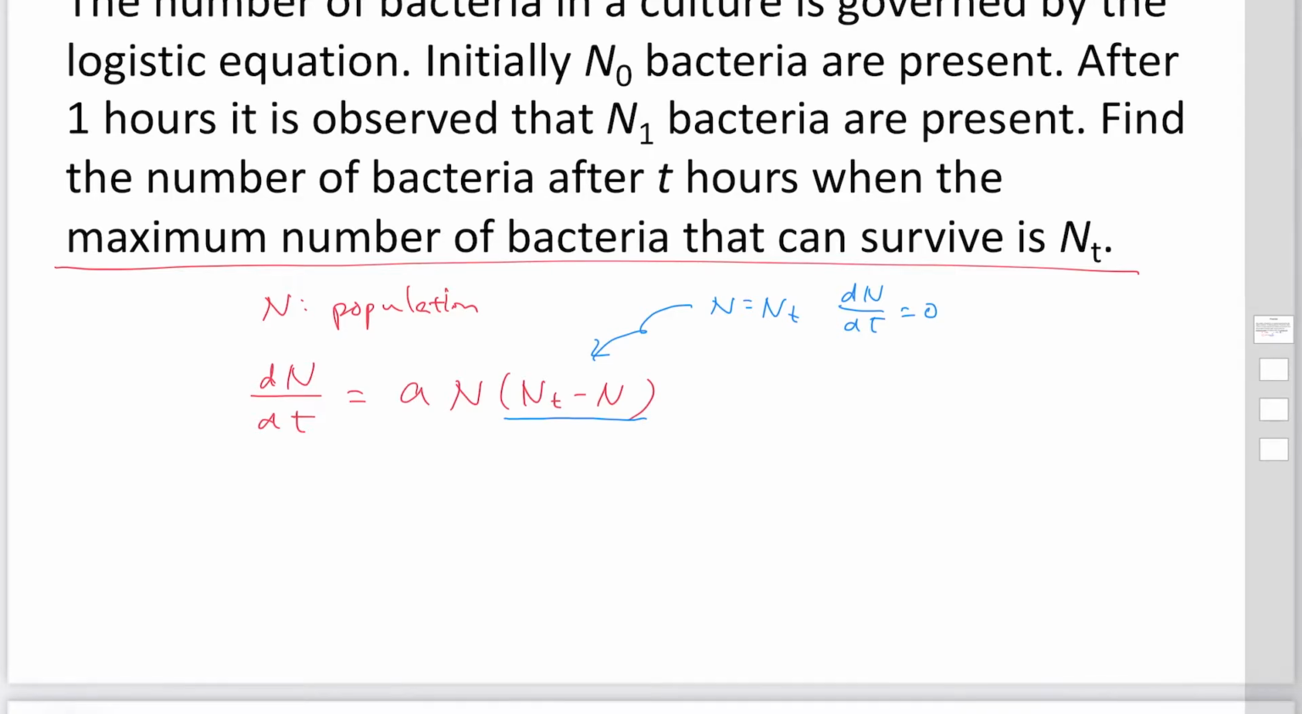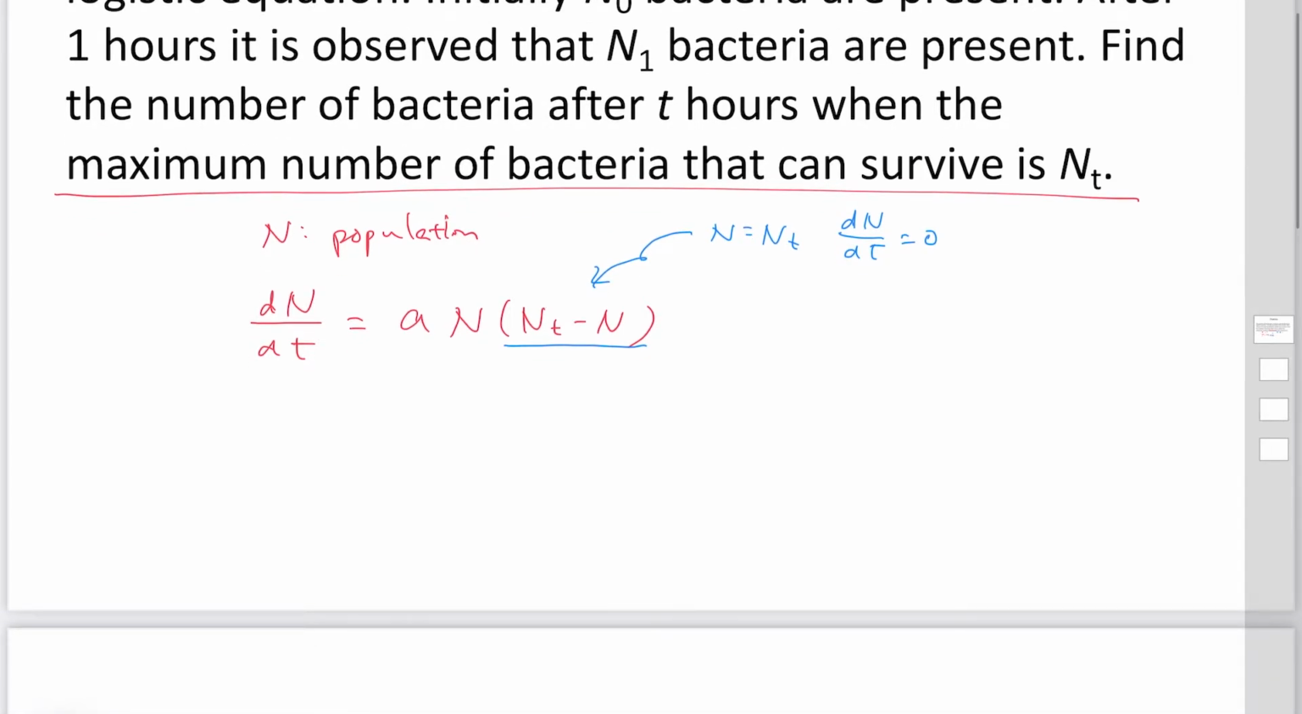So n is increasing up to n sub t. Then the growth rate of the population becomes 0. So this is a logistic model. Then we'd like to solve this differential equation. This is a separable equation.